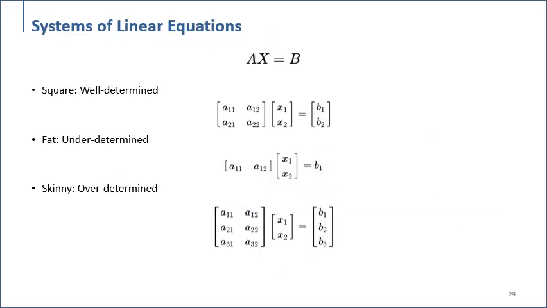Yeah, so here let me summarize the three types of systems of linear equations in a matrix form. In the first case, for the well-determined case, we know that the number of variables is equal to the number of equations. So we can clearly see that the matrix A has a square form, which means A can be written as n by n.